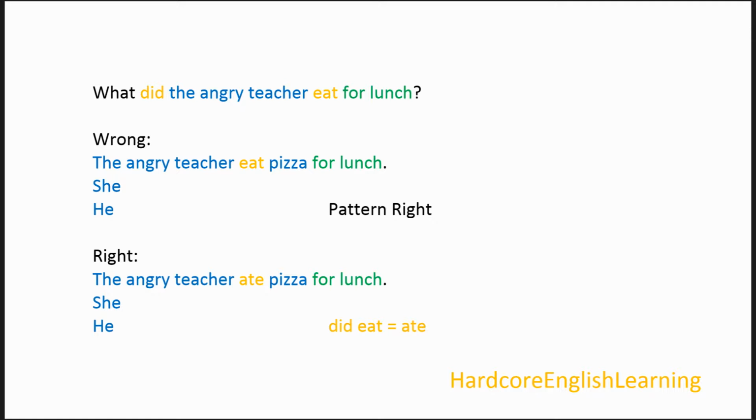You look at the question, it has the word did, so it is in the past tense. Now, there are many tenses in English. We will use the past as the example in this episode, but if it said, what was the angry teacher eating, then you would need to match that tense. Here it says, what did the angry teacher eat for lunch? So you did eat equals ate. Did plus eat equals ate.